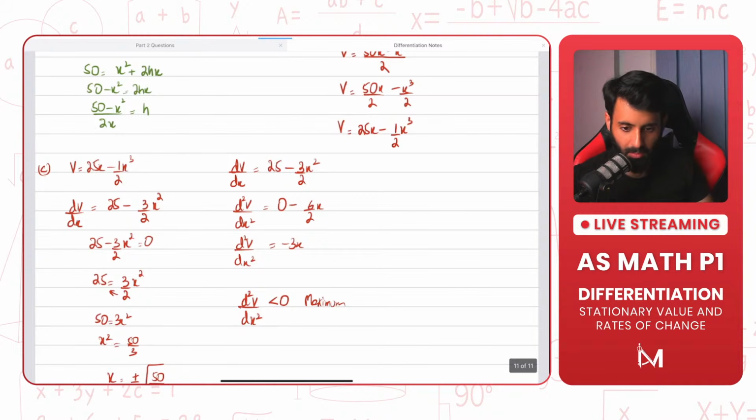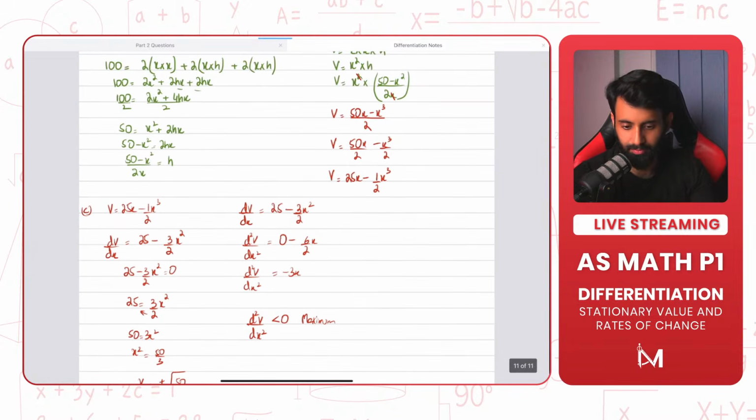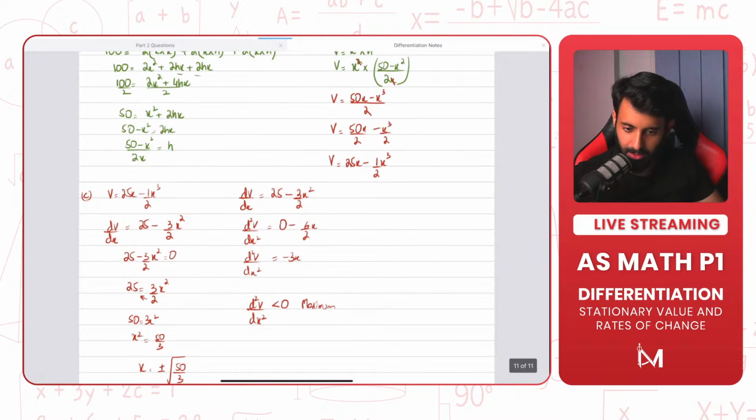Wa alaikum salam, Ibrahim. Okay. Angular waves. Isn't that a topic of physics?